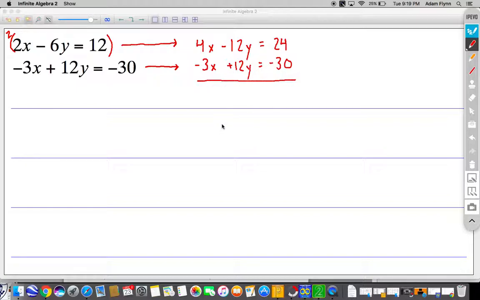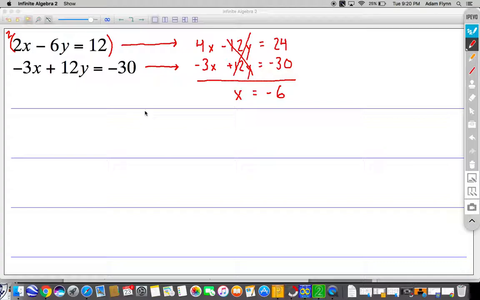So now when I combine these, negative 12y plus 12y cancels out. 4x minus 3x is going to be 1x, which I can just write as x. And 24 minus 30 is negative 6. So now I can take this negative 6, pick an equation, and plug it in to solve for y.